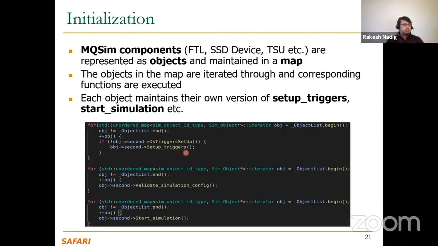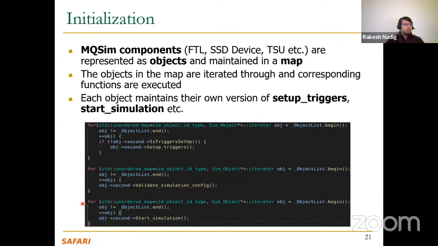What does setup triggers do? It will look at the nature of the object, and see if there is any notification or trigger that needs to be set up for that object. And there is also validate simulation config, where it goes through all the objects again in the map, and validates whether the configuration of that particular object, let's say the SSD device, is correct. So that is about validate simulation config.